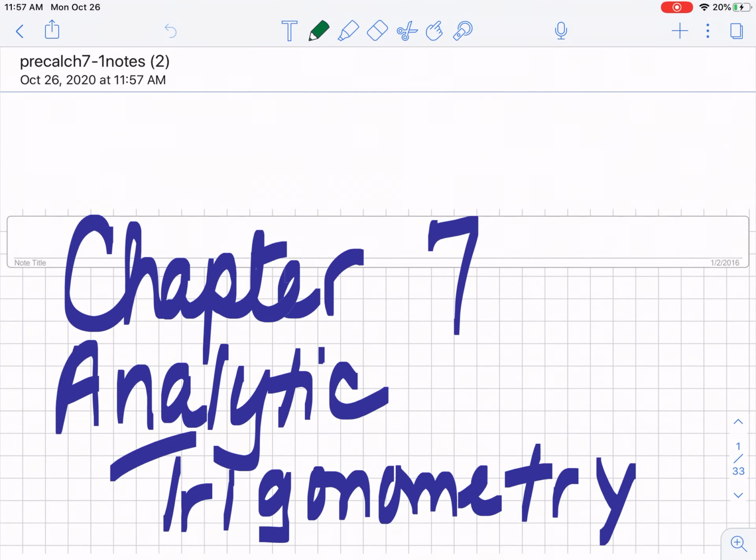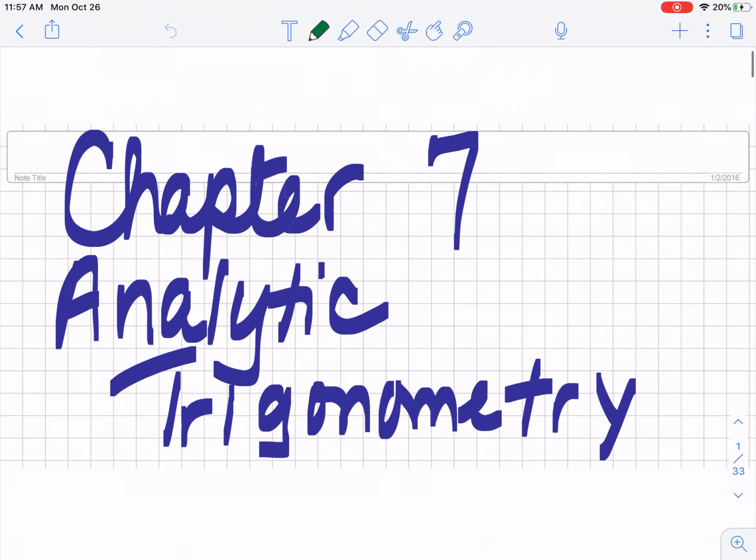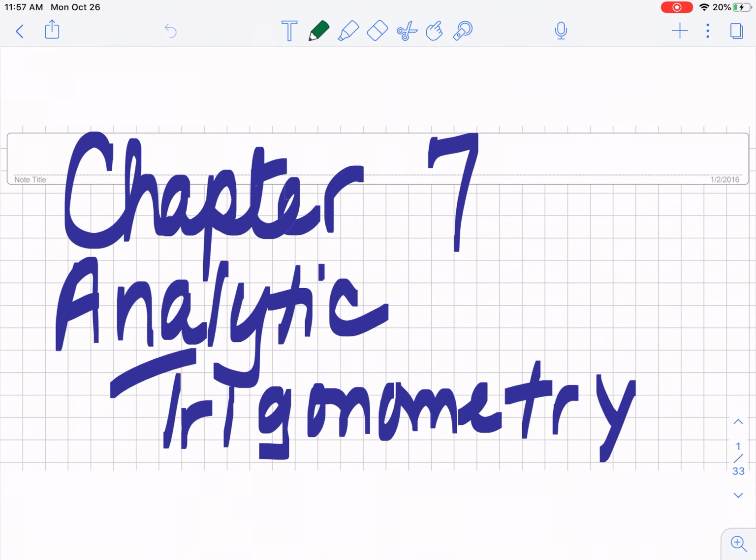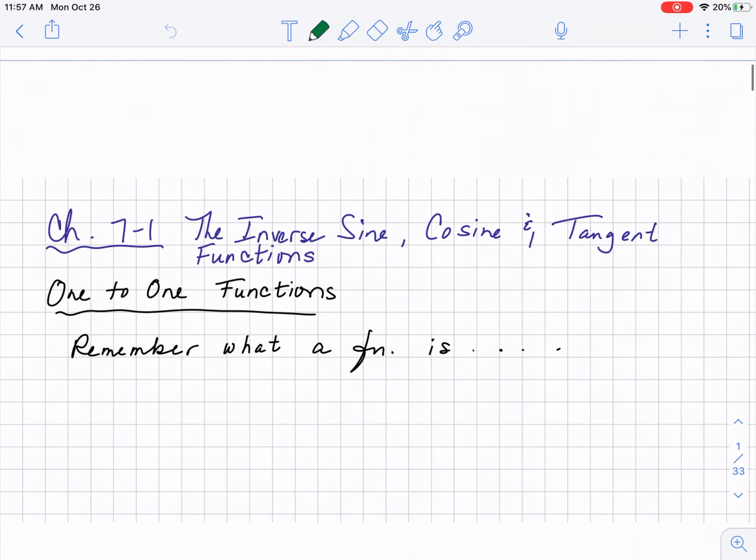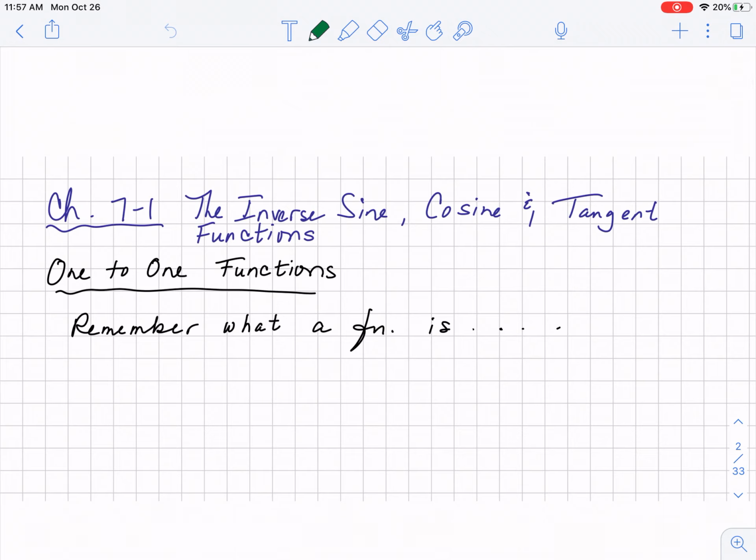Okay, guys, this is chapter 7, which is called Analytical Trigonometry. Chapter 7-1 is all about the inverse sine, cosine, and tangent functions. We're going to talk really quickly about one-to-one functions. This is your chapter 7-1 notes, by the way, which you can find on Schoology.